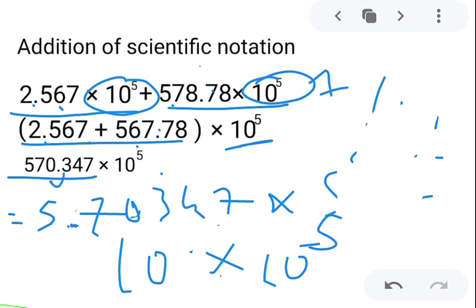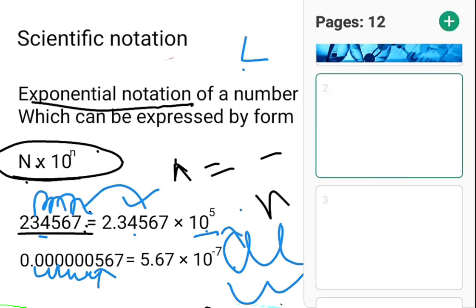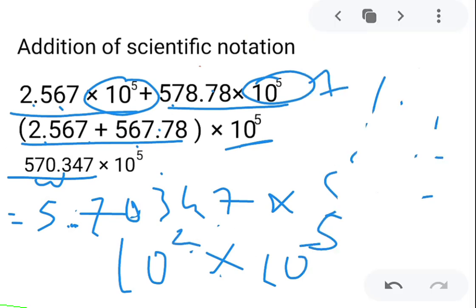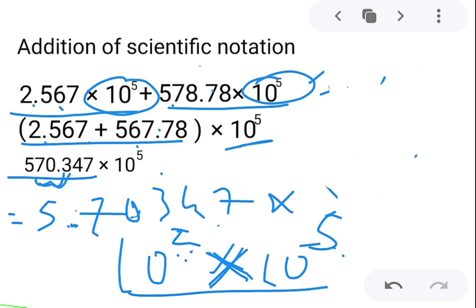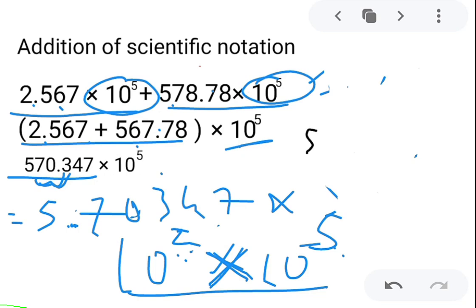Here I am shifting my point to the left side. So let's see our previous slide. What we were doing, according to the left side, it was plus. So here it is 10 raised to 2. Why is it 10 raised to 2? Because I am shifting the point 2 times only. Now what to do with this? See over here, there are 10 raised to 2 into 10 raised to 5. So according to the law of indices, these both should be added, because a multiplication sign is there. So your actual answer over here becomes 5.70347 into 10 raised to 7.